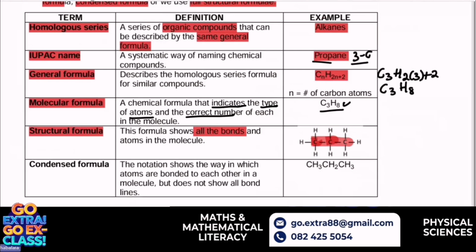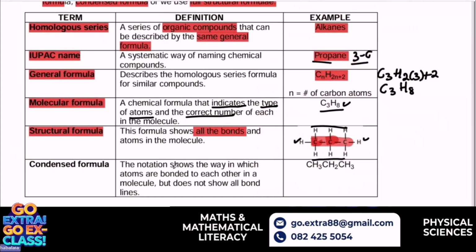So there are these hydrogens on this side. There's 3 on this side, 3 on this side, and then there are these ones here. That gives us 8. So there are 8 hydrogens and 3 carbons there. And now, how do we define a condensed formula?